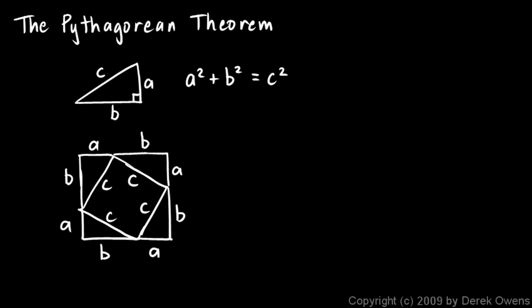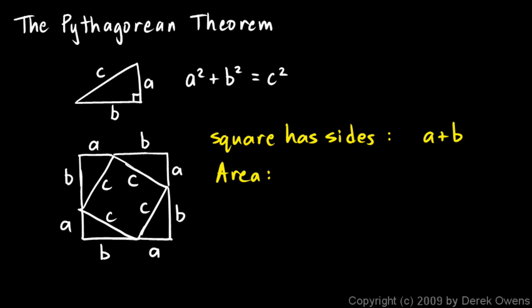So the large outer square, I'll take note here, this square has sides that are length A plus B. And we know that the area of a square is the length of a side squared. So that length squared will be the area of that square. So it's going to have an area that's A plus B squared. So the area of this large square has to be A plus B squared.